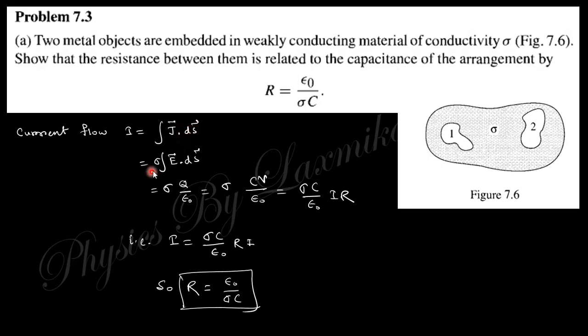ds is the area. You know J equals sigma E. So put this value: the integral of E dot ds by Gauss's theorem is q by epsilon naught. So q equals CV, and V equals IR. So I cancels out. You will easily get R equals epsilon naught by sigma times C.